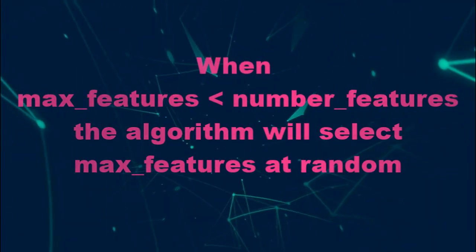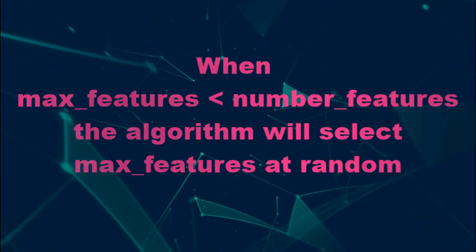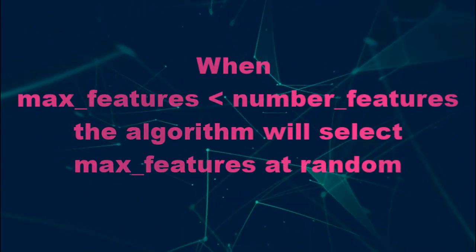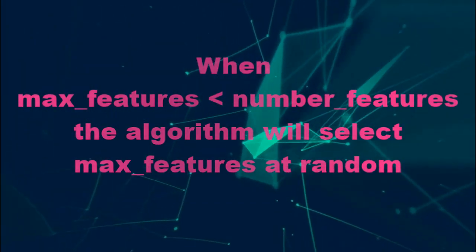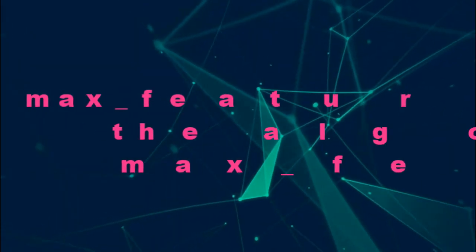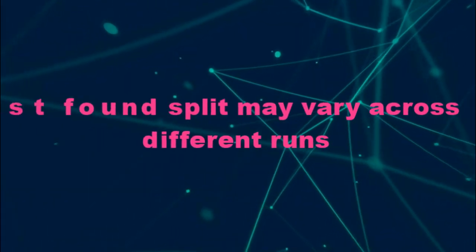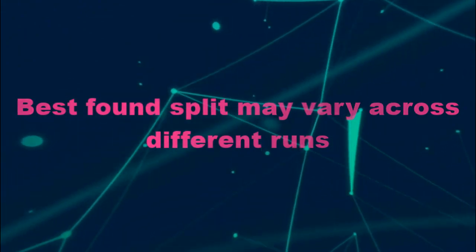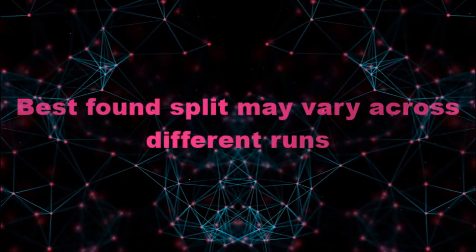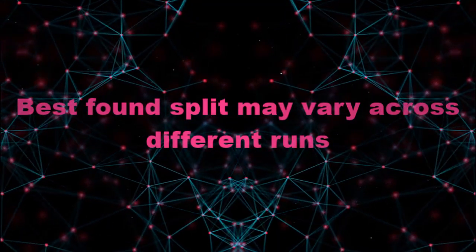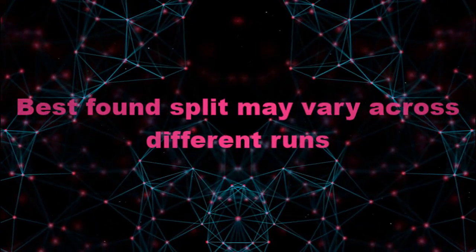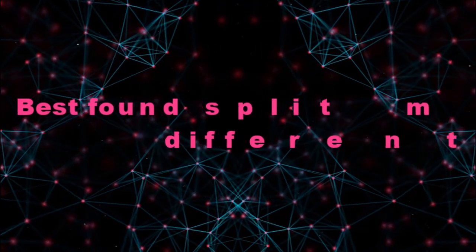When max features is less than number of features, the algorithm will select max features at random at each split before finding the best split among them. But the best found split may vary across different runs even if max features is equal to number of features. To obtain a deterministic behavior during fitting, random state has to be fixed to an integer.